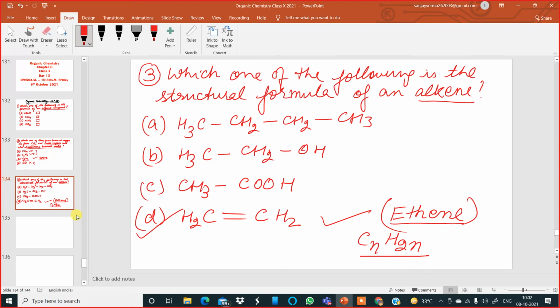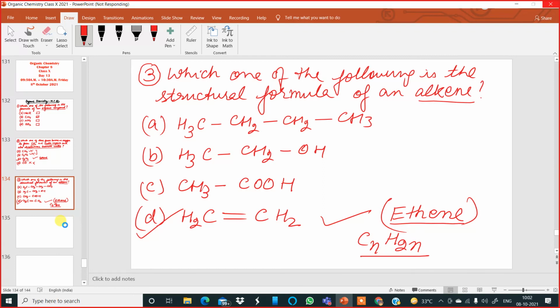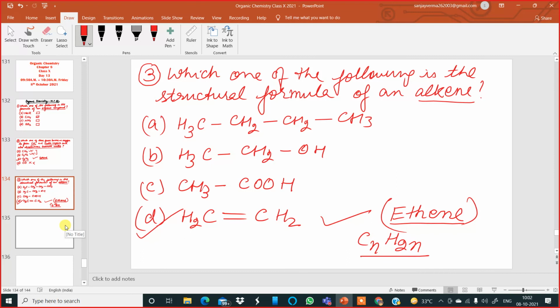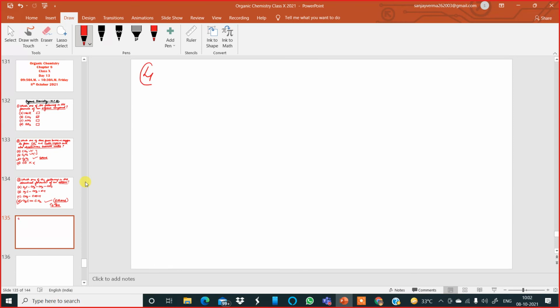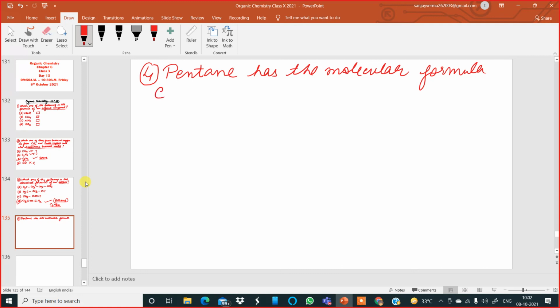Shall we move to the next one, my dear boys? Shall we? Yes, sir. So next one is number four. This one is also a very good one. Pentane. Pentane means how many carbon atoms? Five. Pentane has the molecular formula C5H12. Correct. Therefore, it has dash option A.